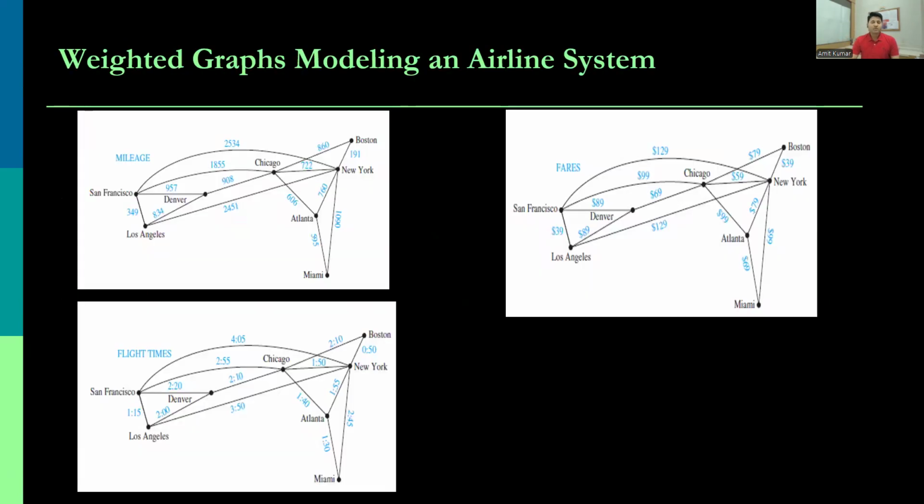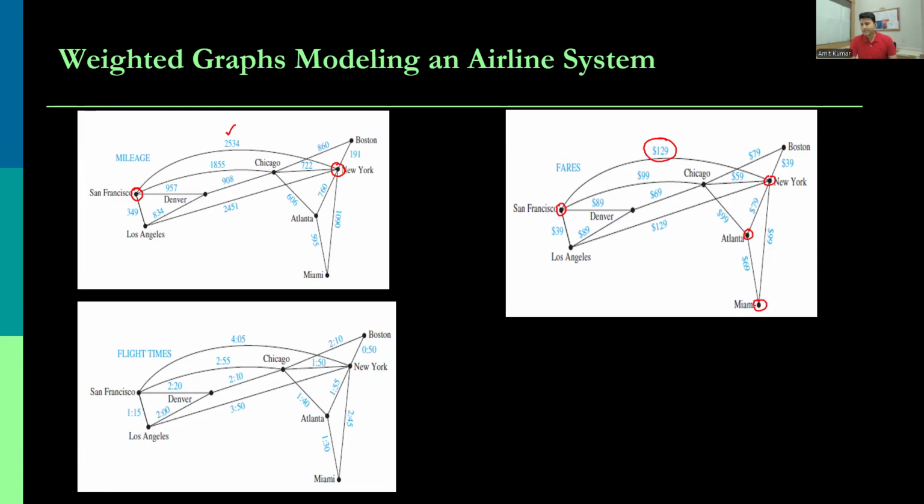Now you can see over here a few weighted graphs are shown. The first graph shows the mileage from this point A to this point B is 2534. So yes, this is also an example of a weighted graph where in place of distance, time or cost, a mileage is shown. The second graph shows the traveling cost, the fare from point A to point B or between any two points.